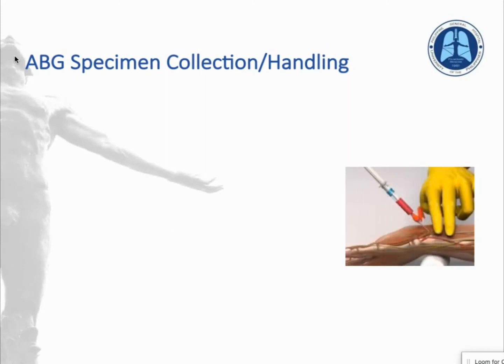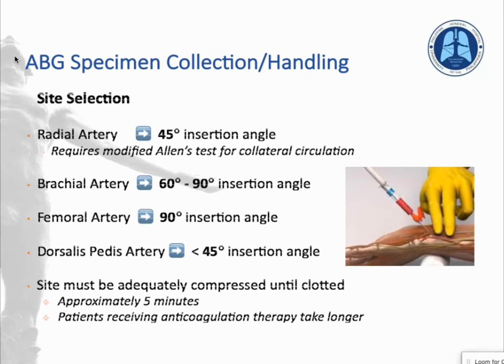There are different insertion angles for each site selection. If you're going to extract blood from radial artery, it requires 45 degrees insertion angle. Brachial artery requires 60 to 90 degrees insertion angle. Femoral artery requires 90 degrees insertion angle, and dorsalis pedis artery requires less than 45 degrees insertion angle. Site must be adequately compressed until clotted, approximately 5 minutes, and patients receiving anticoagulation therapy takes longer.